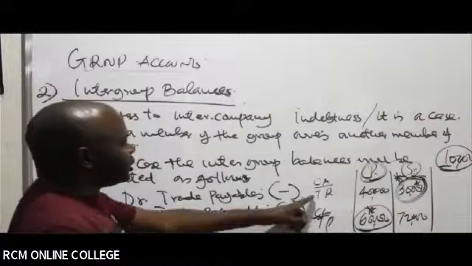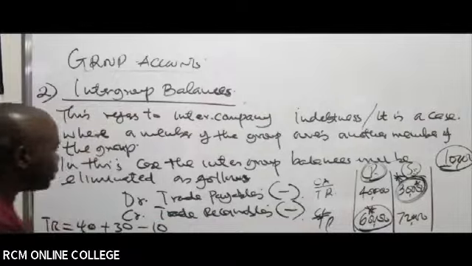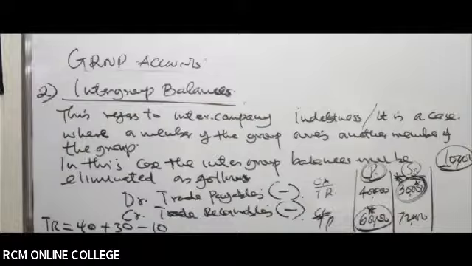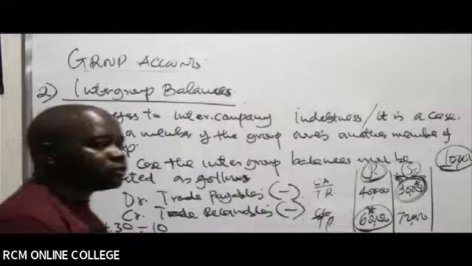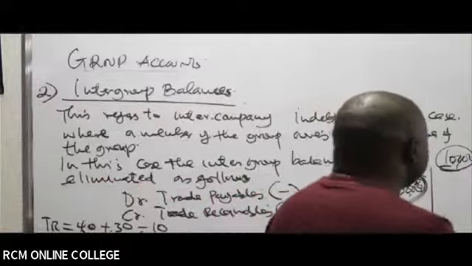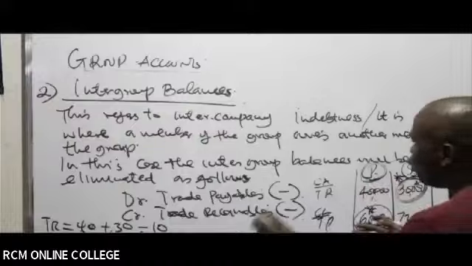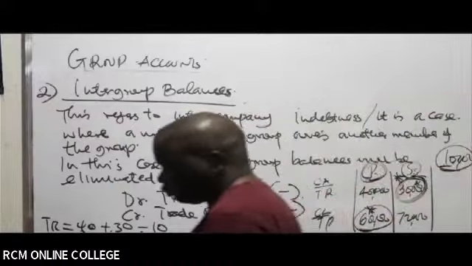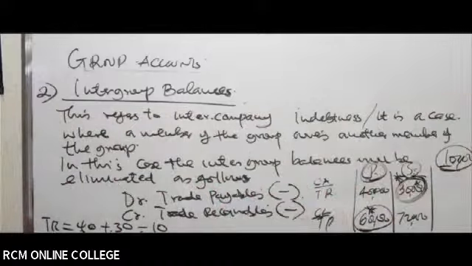So you'll be given the trade receivables and trade payables. When you are consolidating, if you are told there was an intercompany owing, you will say trade receivables 40 plus 30 minus 10. Then trade payables 60 plus 72 minus 10. What you just need to master is this: if there's an intercompany owing, we eliminate it. That is what will likely happen.